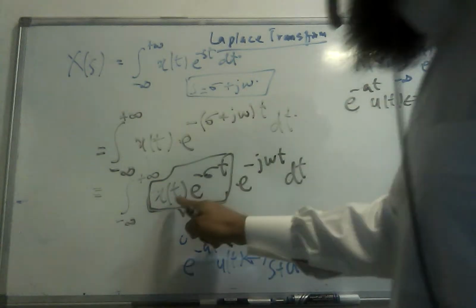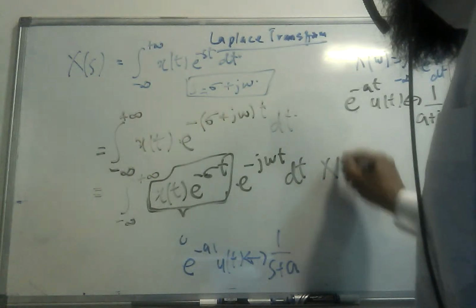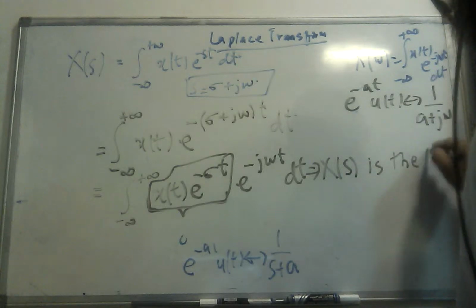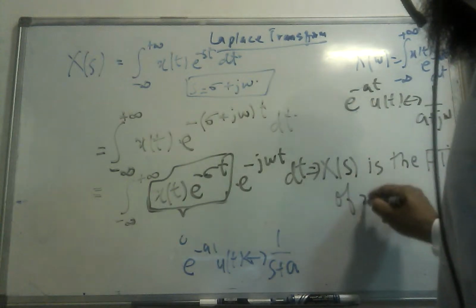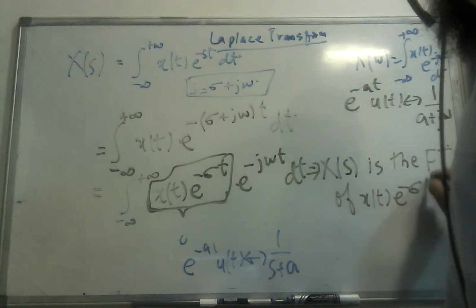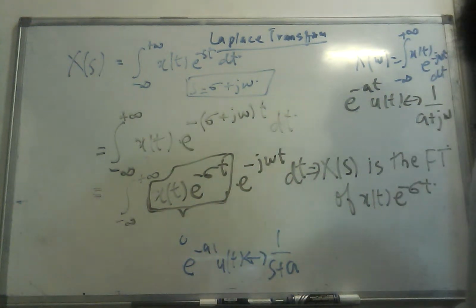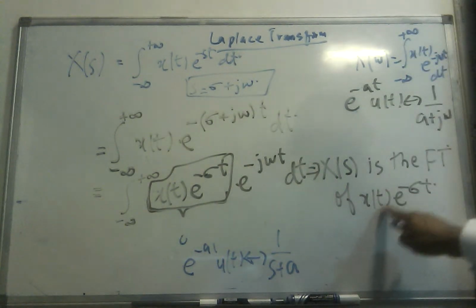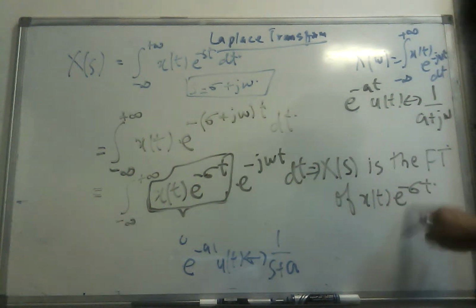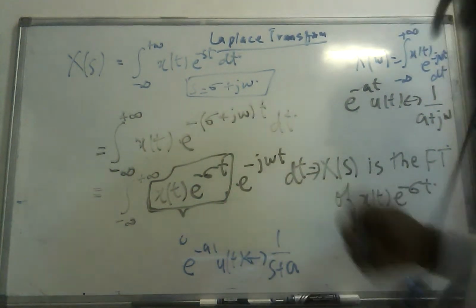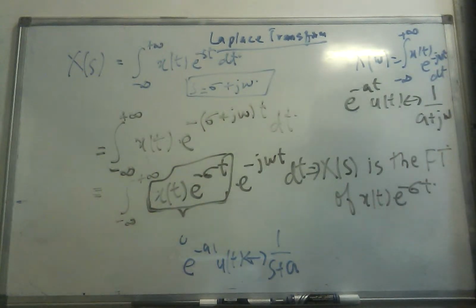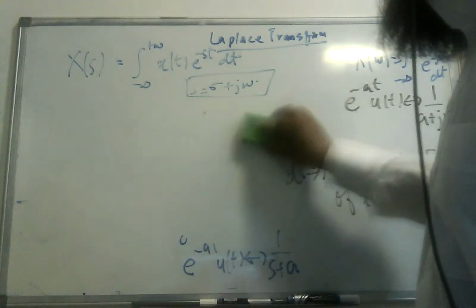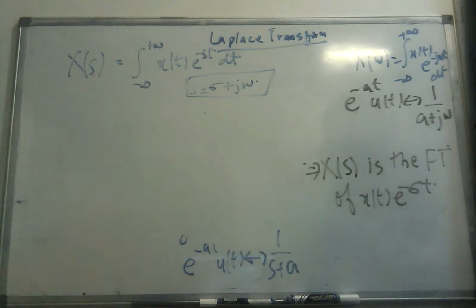Which implies that X of s is the Fourier transform of x of t e raised to the power minus sigma t. So I can use all the formulas of the Fourier transform by just replacing x of t by x of t e raised to the minus sigma t and then finding the Fourier transform. So let us do an example of this so that we know the relation between the Fourier and the Laplace.